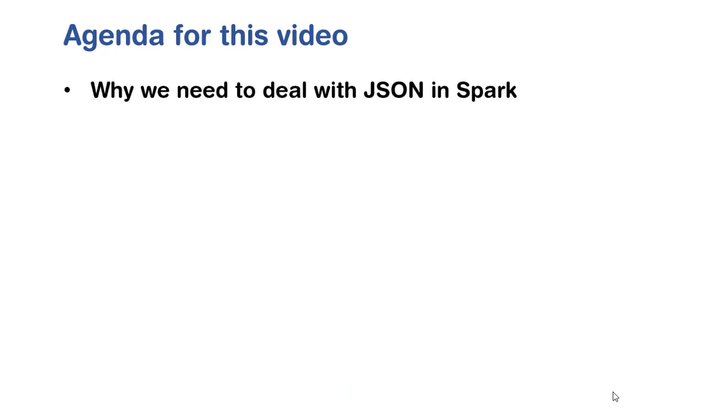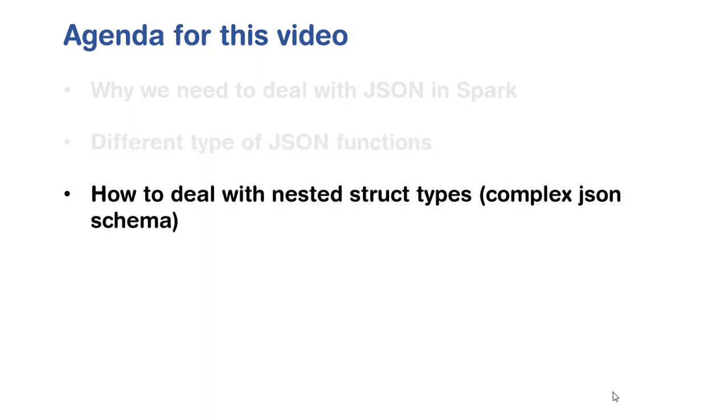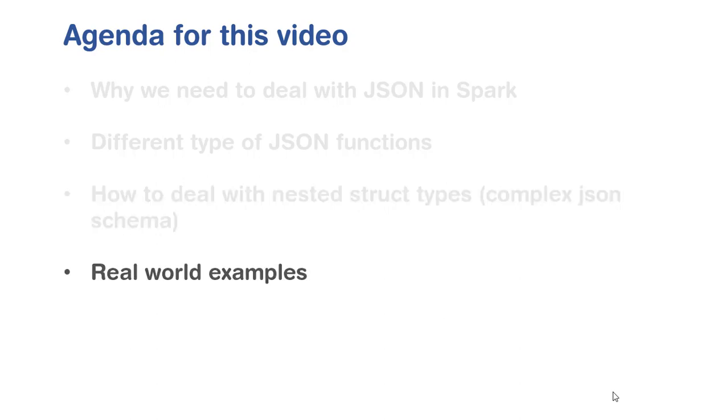So, the agenda for this video. First of all, we'll understand why we need to deal with JSON in Spark. We'll see different types of JSON functions. We'll see how to deal with nested struct types. So basically, whenever you're dealing with a complex JSON schema, you need to know how to create the struct types. With this, let's jump into the video.